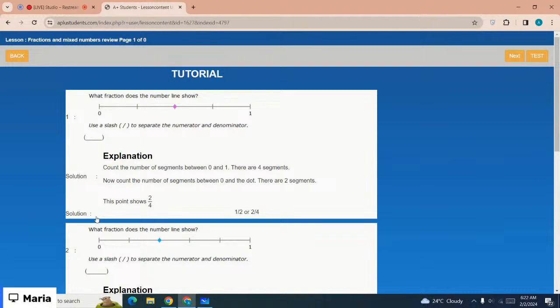What fraction does the number line show? There are four segments from 0 to 1, right? And what the number line shows is exactly half, right? If you can see this point, that is the point that divides the whole line into two equal portions, right? So that means the point shows half, 1 over 2, or you can write 2 over 4 because the total segments are 4. That's the second one. Got it?